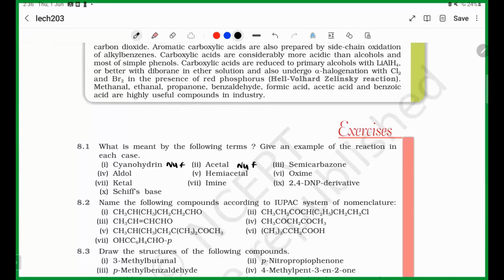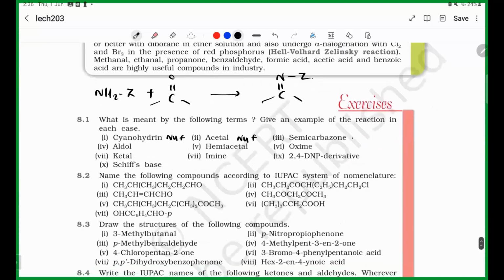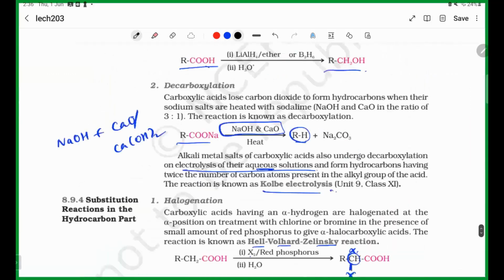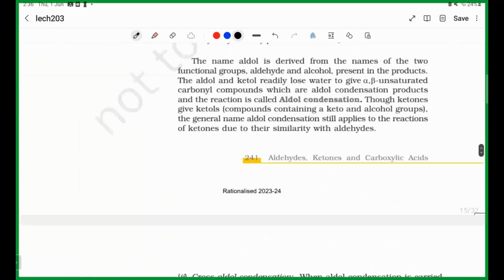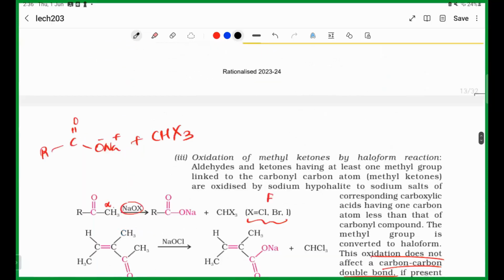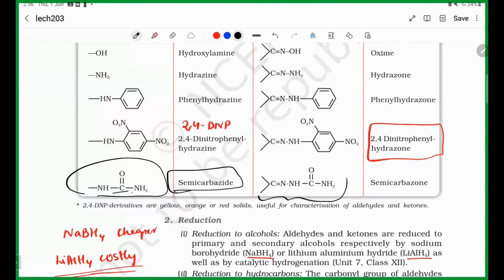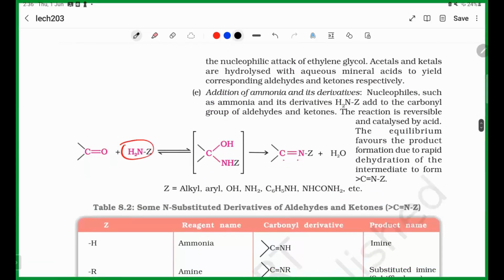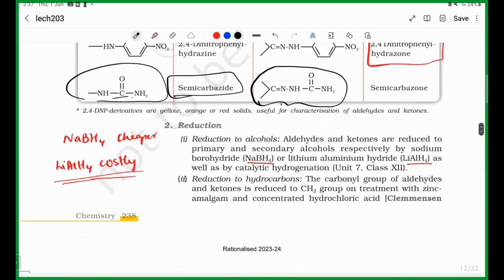Then you have a semicarbazone. So you have semicarbazide, right? Semicarbazide upon addition to a carbonyl group will let go of water, and so it forms a semicarbazone. So what is exactly the semicarbazide? If you look at it, semicarbazide is this: NH-CO-NH-NH2. Therefore, the semicarbazone is an addition of ammonia derivatives to the carbonyl group. So that is a semicarbazone.